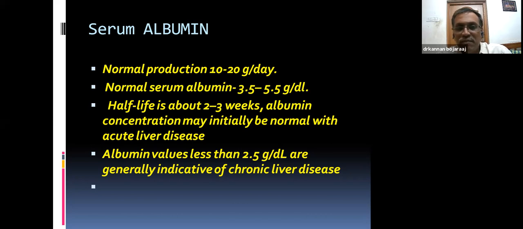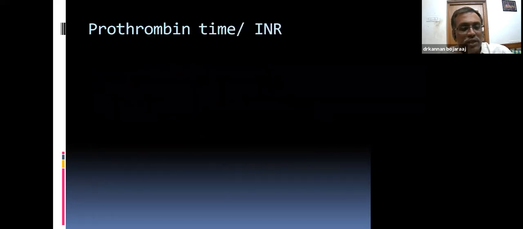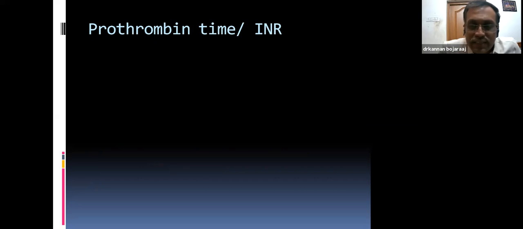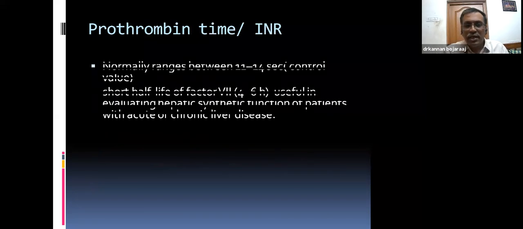Because the serum albumin level decreased, that indicates that the patient is having chronic liver disease. There is a thing we have to understand. And the prothrombin time and INR, international normalization ratio, everybody should understand about this. That's the most important point of view. Every anesthetist should be very clear about this prothrombin time and INR.